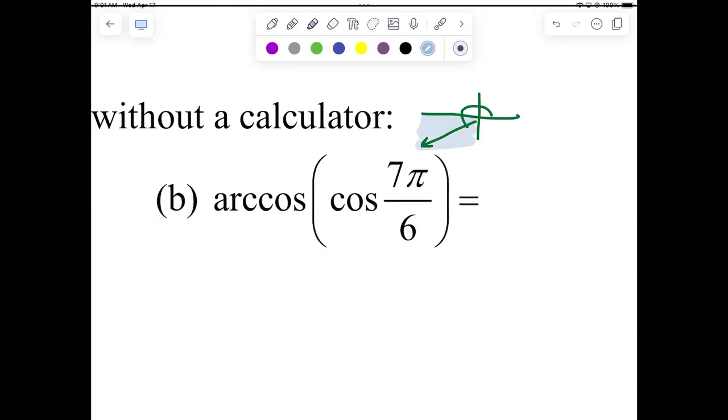In quadrant 3, is cosine positive or negative? It's negative in quadrant 3. What other quadrant is cosine negative in? No. Quadrant 2. Is quadrant 2 in the PVR? Yeah, so I need the angle in quadrant 2 that has the same reference angle, which is pi 6. What's the pi 6 angle in quadrant 2? 5 pi 6. There you go. That's how you do it.